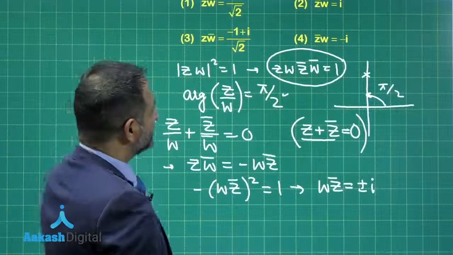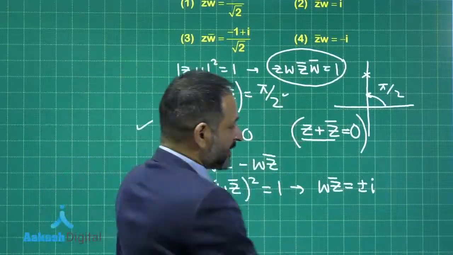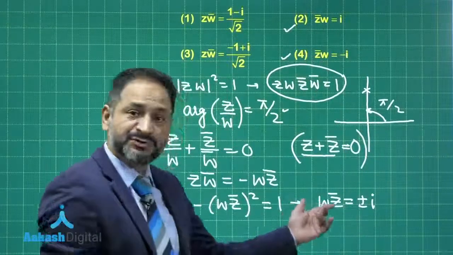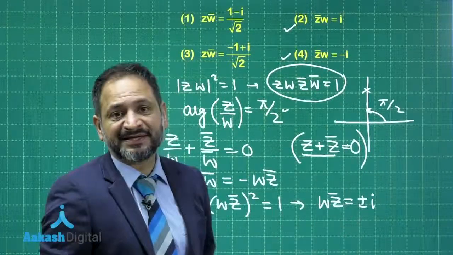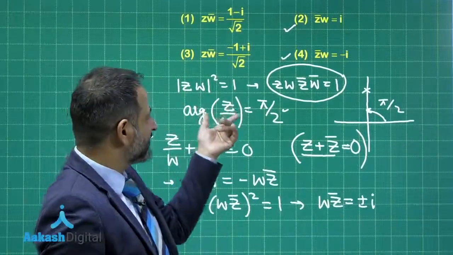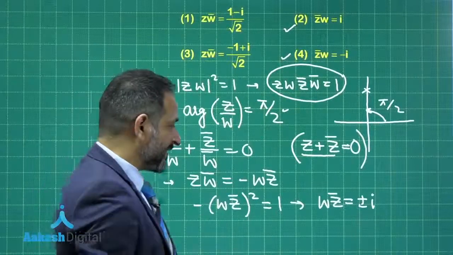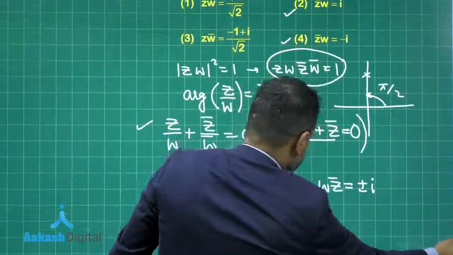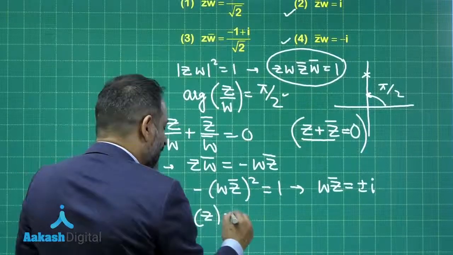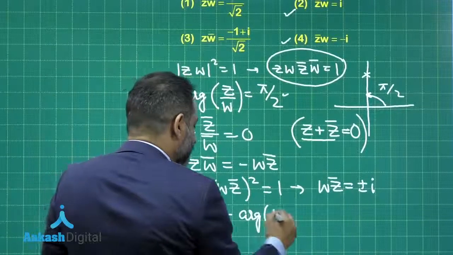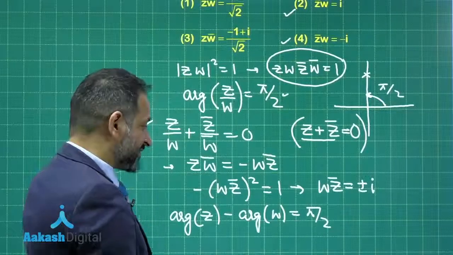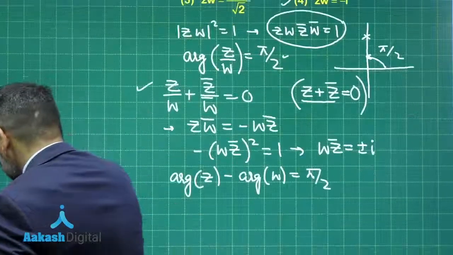Now again you can see here there are two options, option number second and fourth, which seem to be correct. Now there is a testing part. This may confuse you, but we have to check whether the argument which is given to us, that is the argument of z minus the argument of w is equal to pi by 2, in which of these two cases. So let us check how to check it.